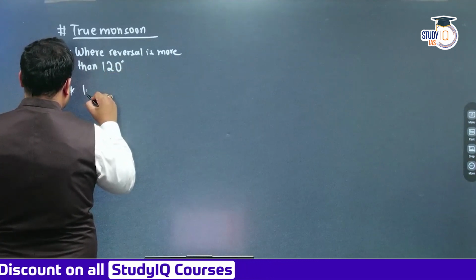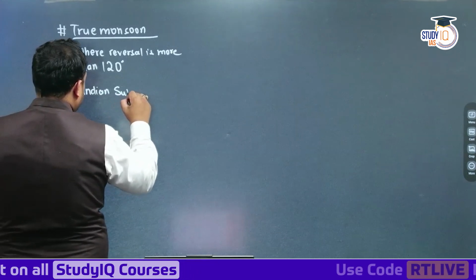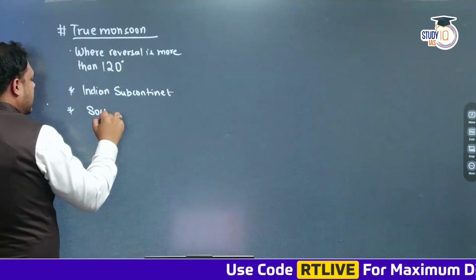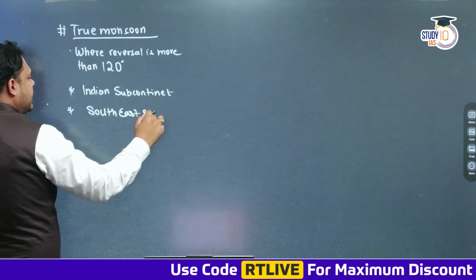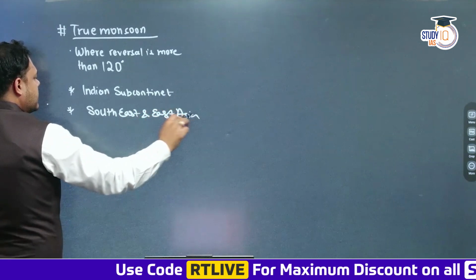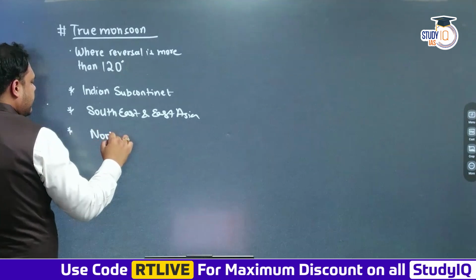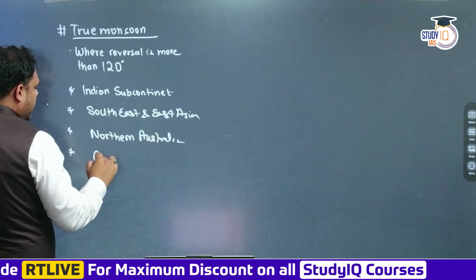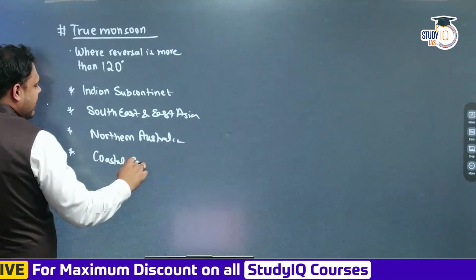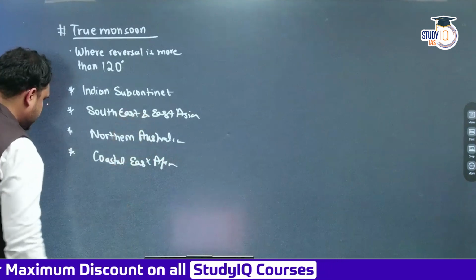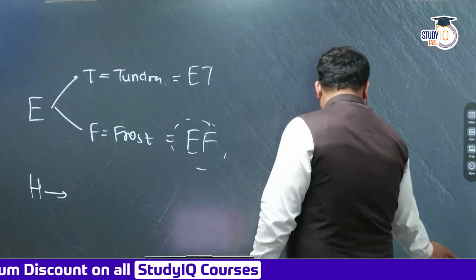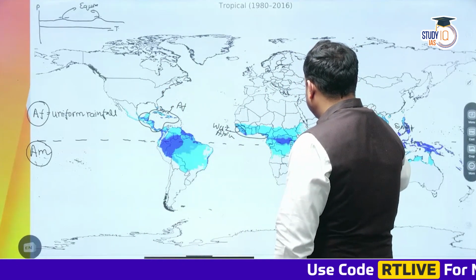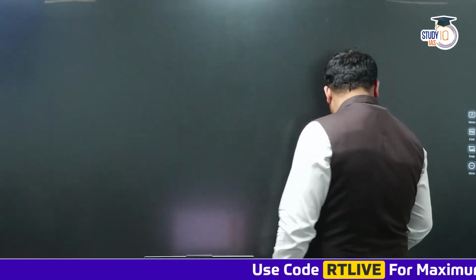Which regions are there? Indian subcontinent, plus Southeast and East Asia, plus Northern Australia, and coastal East Africa. All of these are part of the same monsoon. My dear friends, if you look at these regions, you can see Am. On the coast, the same monsoon comes and hits like this.